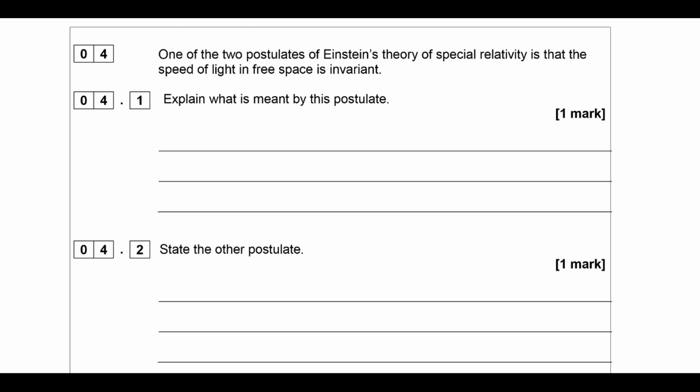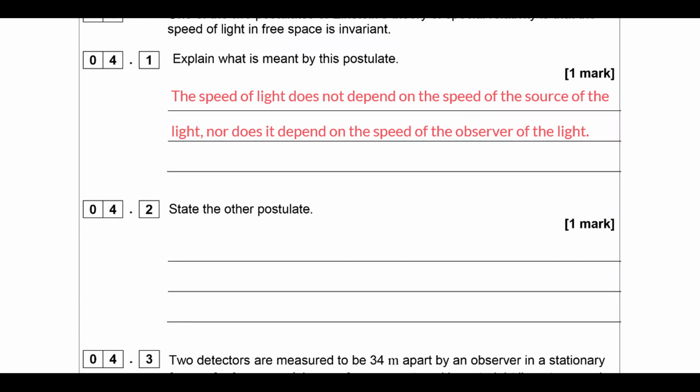One of the two postulates of Einstein's theory of special relativity is that the speed of light in free space is invariant. Explain what is meant by this postulate. Essentially what this means is the speed of light does not depend at all on the motion of the source of light, and it also does not depend on the motion of the person observing the light. That's what that means. So that's one of the postulates.